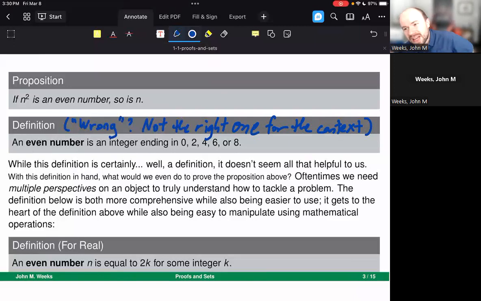Now, with this definition in hand, how do I prove this proposition? n squared is an even number. It ends in 0, 2, 4, 6, or 8. How does that tell me anything about what n is?